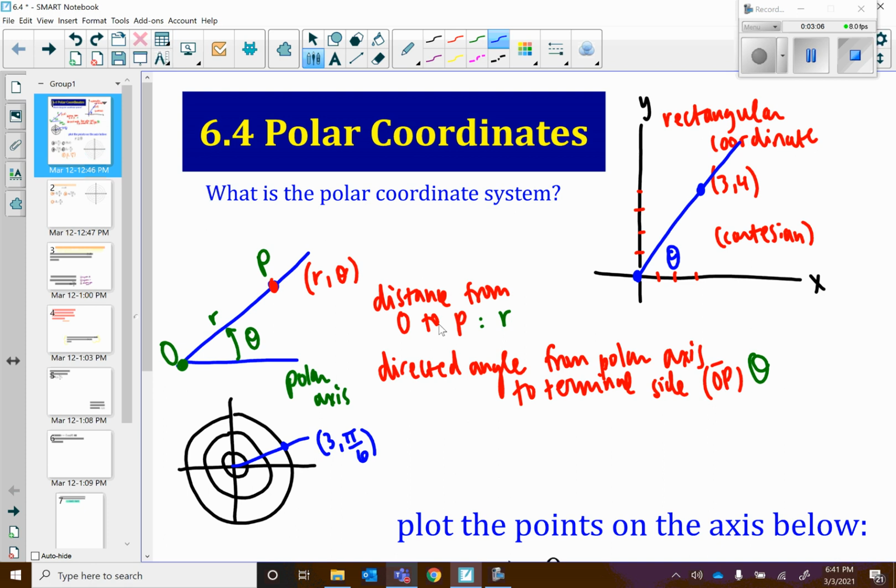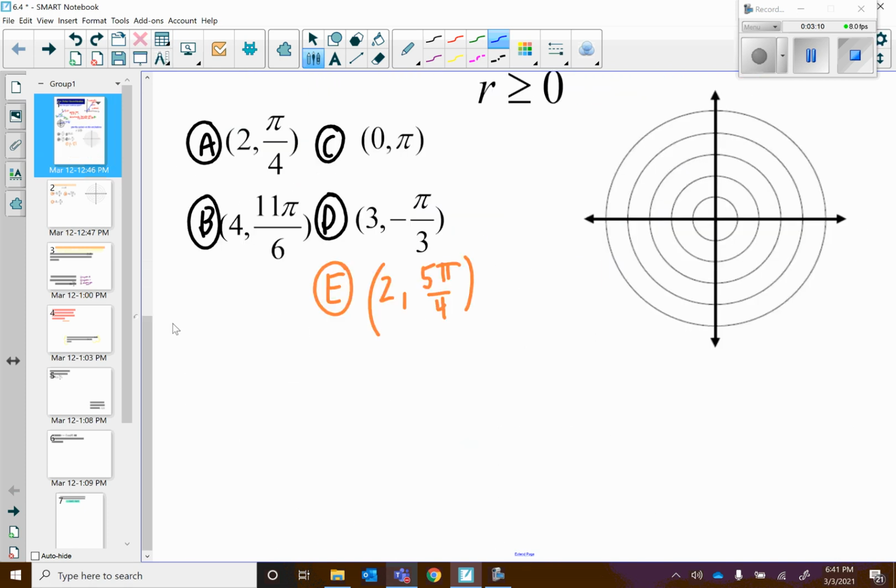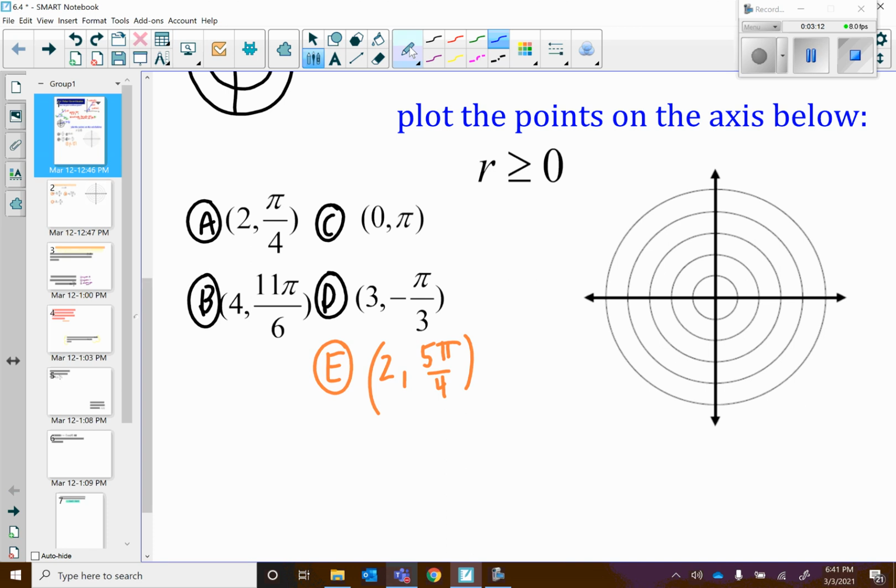So we're going to take a moment and practice plotting some points together, because this is a big piece here. If you would like to pause the video to write these down, that would probably be helpful, but I'm just going to jump right in. So my first point is the point 2 comma pi over 4. Sometimes I think it makes more sense to start by identifying where your angle is. So here's pi over 4, and then I'm going 2 on my radius, and so here is the point A.